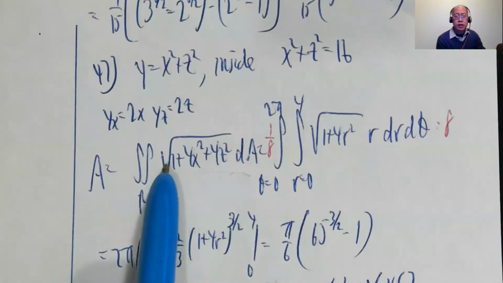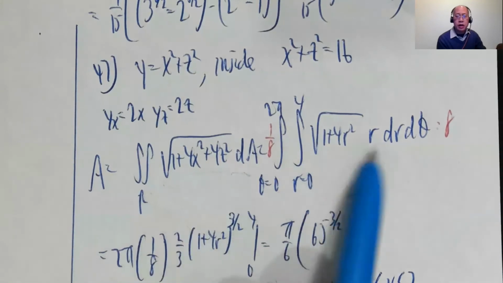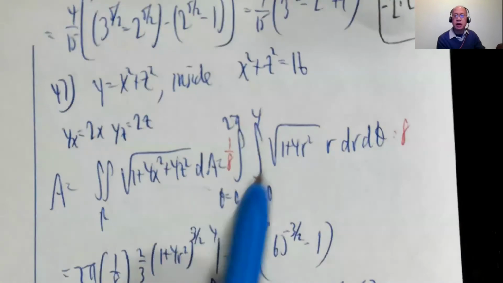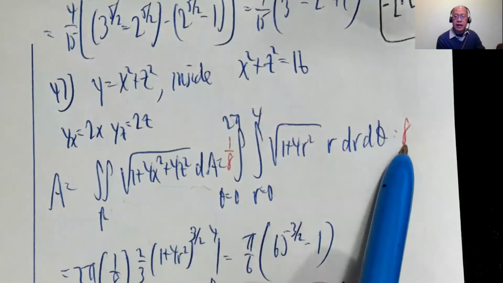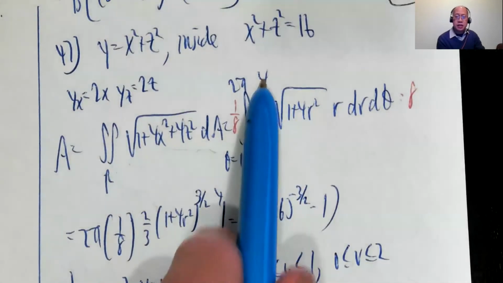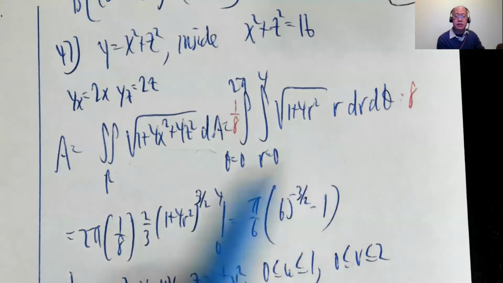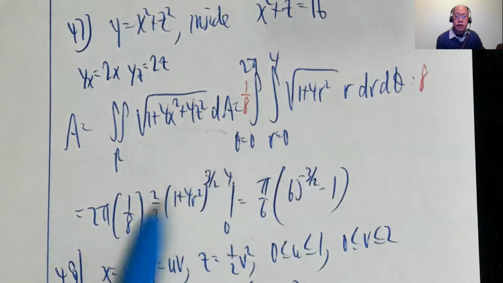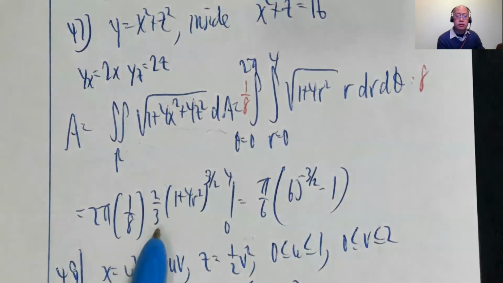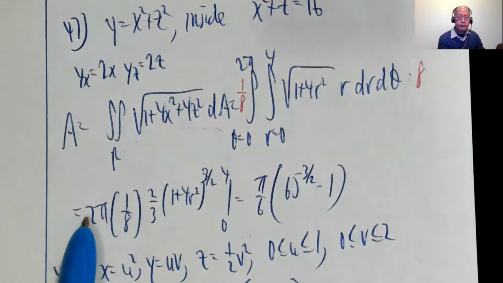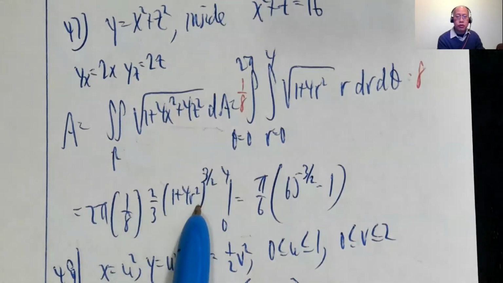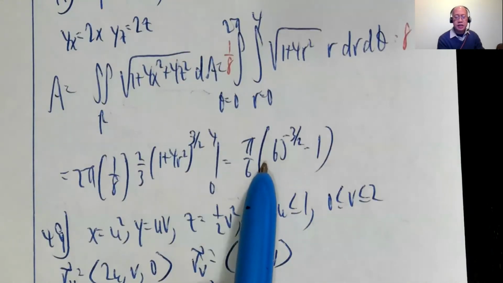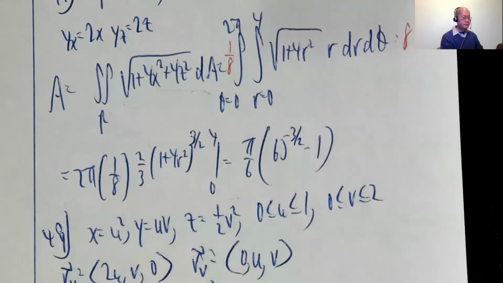Switch over to polar coordinates. 1 plus 4r squared r dr d theta. This is a circle of radius 4, so r is going from 0 to 4, theta from 0 to 2 pi. The derivative of this is 8, so 8 inside, 1/8 outside. This is a constant, does not depend on theta, so take out the 2 pi, 1/8. So that's 1 plus 4r squared to the 1/2. So when you integrate, it becomes the 3/2 power times 2/3. So this comes out to be 4 over 24, pi over 6. Plug in 4, you have 65 to the 3 halves. Plug in 0, you have 1. Or pi over 6, 65 radical 65 minus 1.